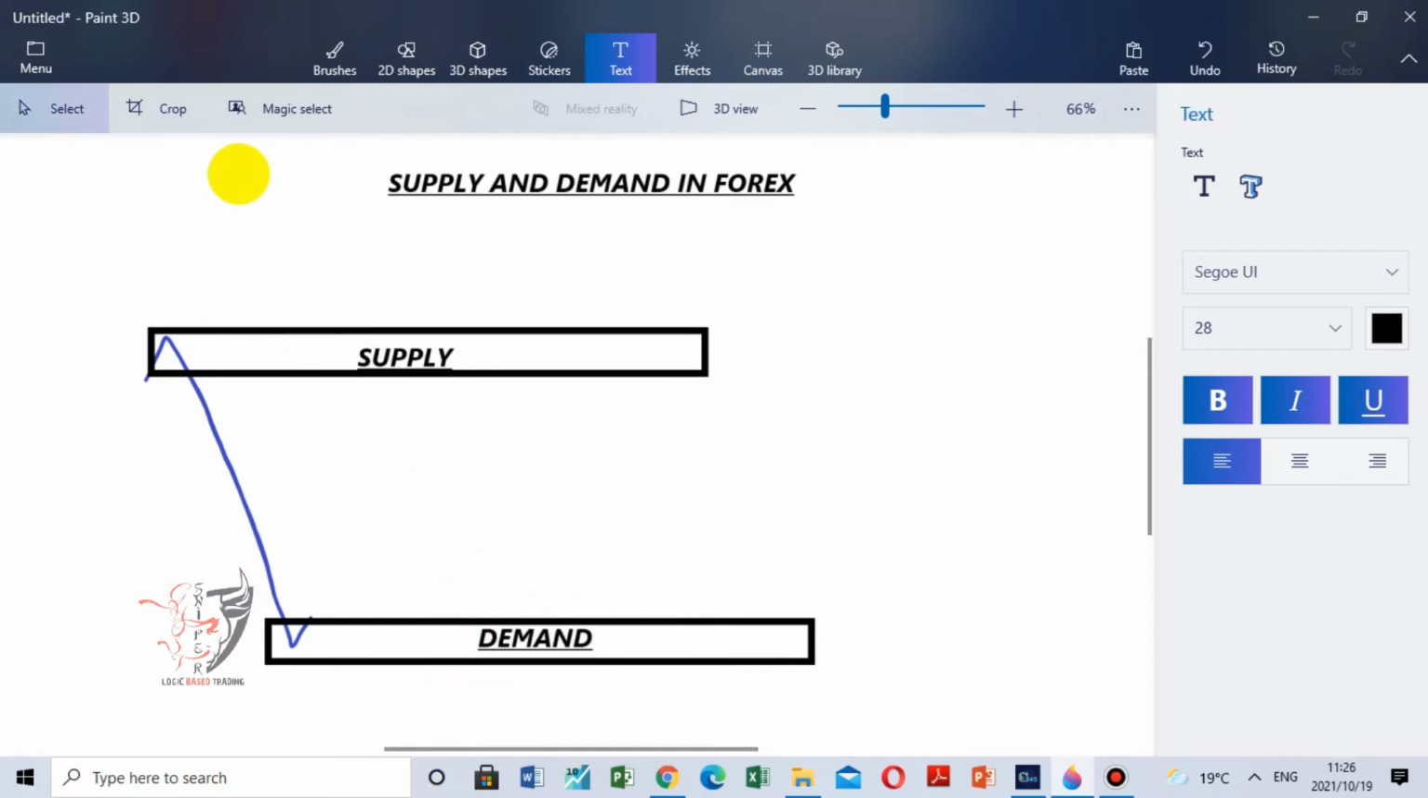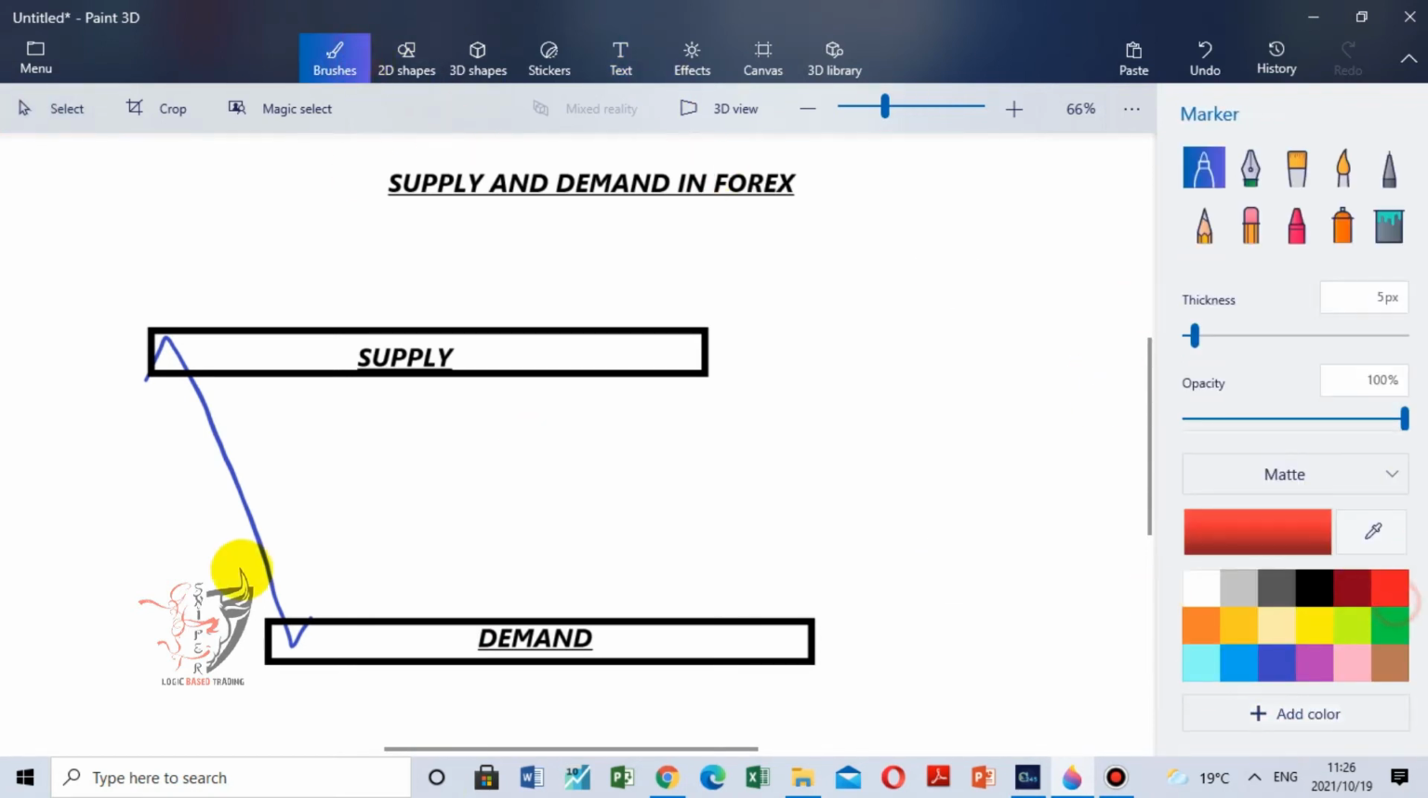Whenever price gets to our supply, we are looking to sell, for price to go down. And whenever price gets to our demand, we are looking to buy, for price to go up. So in the market we find these areas at the peaks or at the troughs of price.